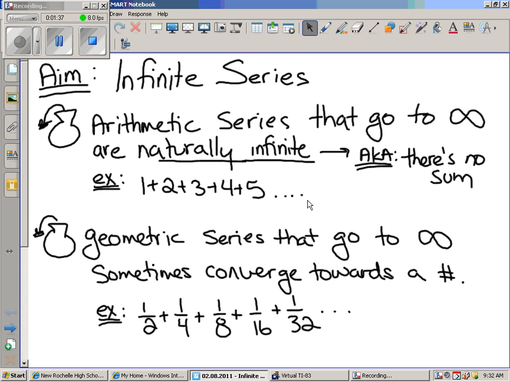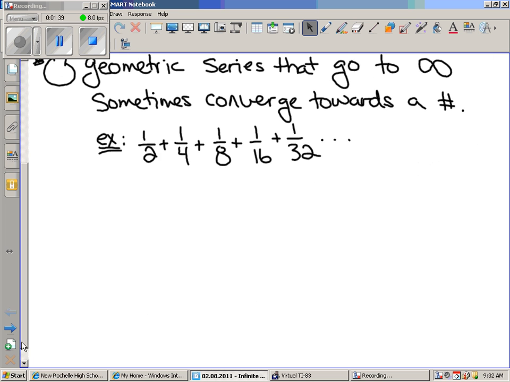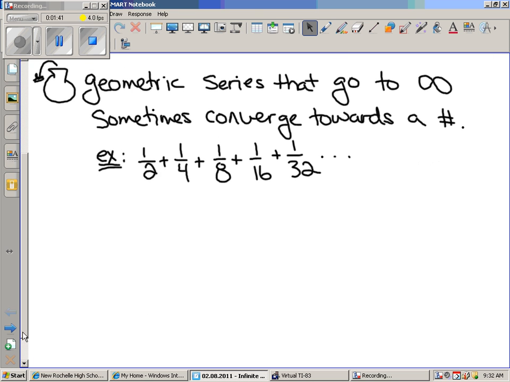Okay. And this is what I love. This is what really got me turned on to math. It's like philosophy of math. It turns out if you have a geometric series, that means we're multiplying to get from this term to this term. In some instances, even though you're going off to infinity, it approaches a number. Let's think about it.